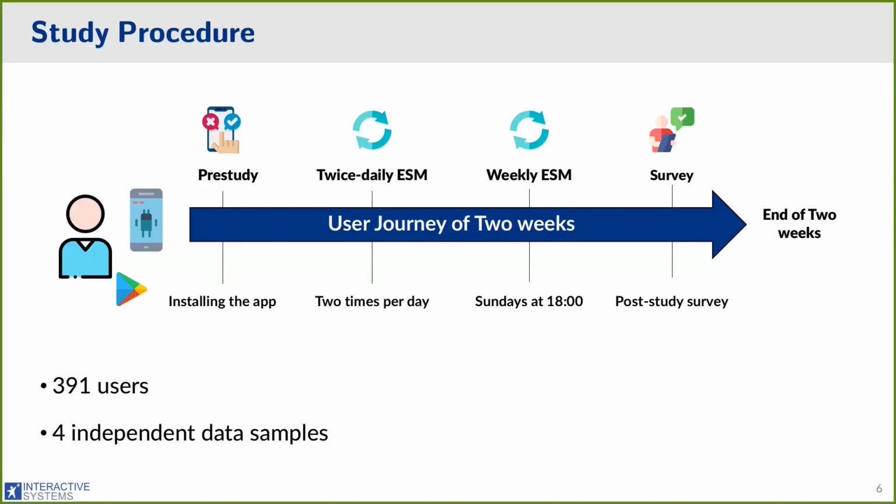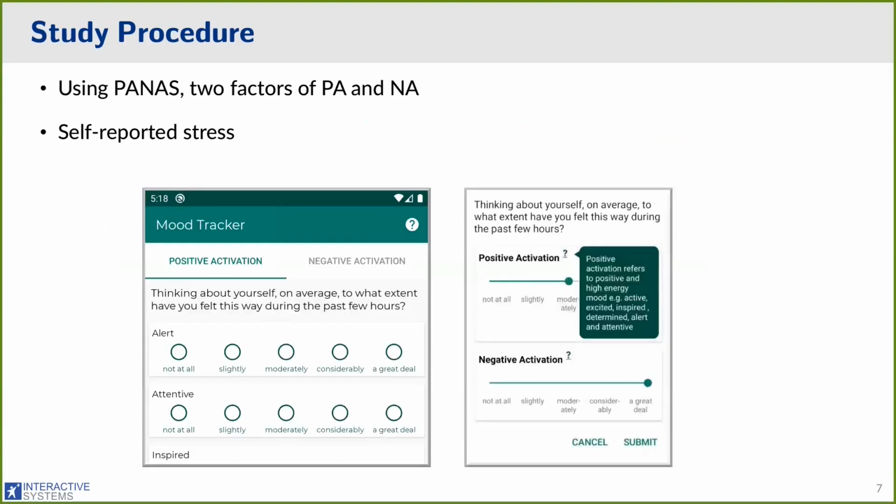To answer the research questions, we built an application containing several mood measurement instruments with self-contained pre-study and post-study functionalities. This picture summarizes the longitudinal study procedure of 2 weeks. There was a pre-study followed by experience sampling, both twice daily and weekly, and ended with a post-study survey. We then built 4 independent data samples to investigate our research questions. These figures show what users saw in most sampling events. Users first started with 2 overall questions and then filled out the complete questionnaires with 10 items.